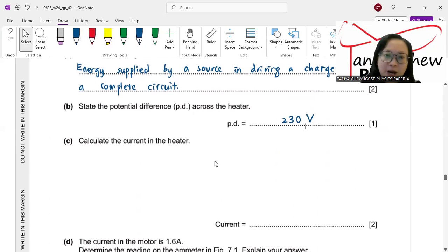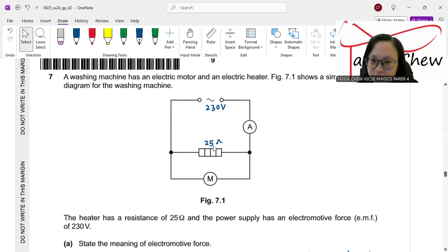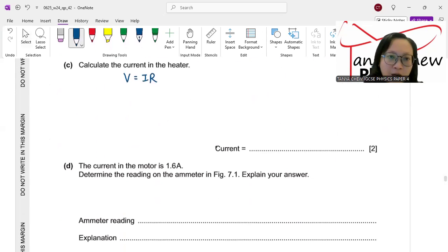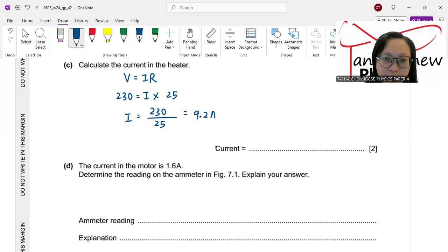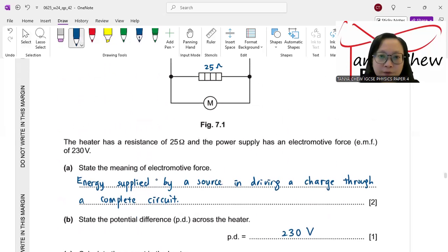And C, calculate the current in the heater. So I'm going to use Ohm's law, V equals IR. Focus only on the heater. So I'm going to find the current I, 230, and the resistance of the heater is 25 ohm. I is equal to 230 divide 25. You get the current of 9.2 ampere. So 9.2 ampere is the answer. D, the current in the motor. Wow, the current in the motor. This is 9.2 ampere, and this is 1.6 ampere.